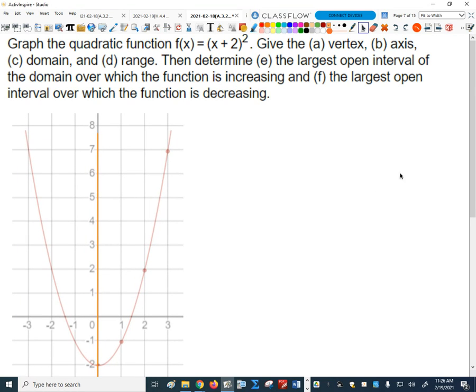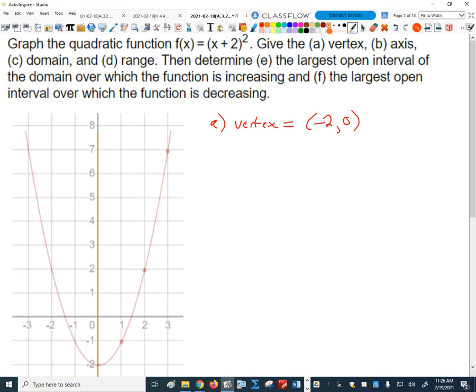There we go. Okay, now let's answer all these questions. So we graphed this thing. You already told me for part A up here that the vertex was (-2, 0).